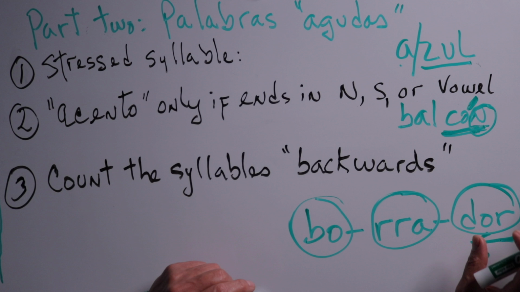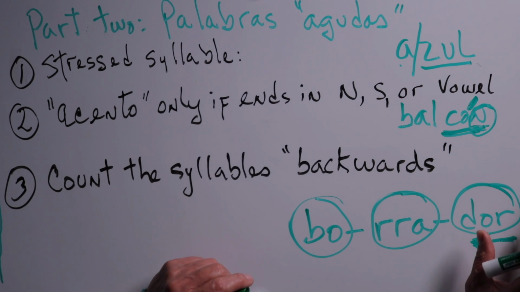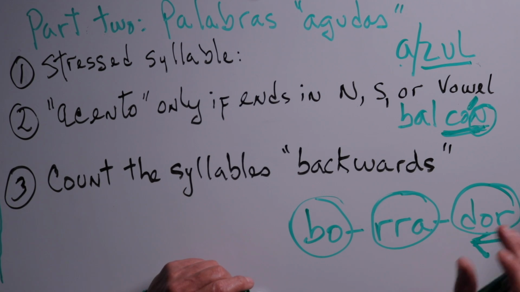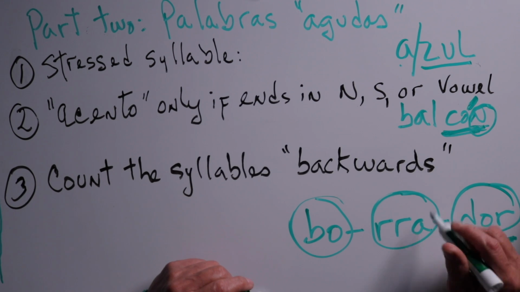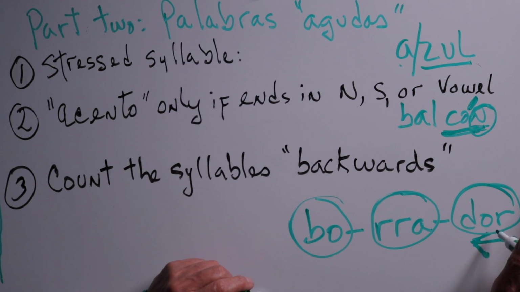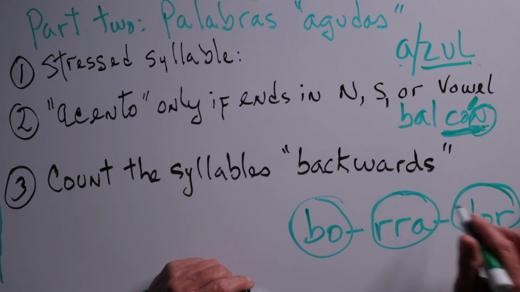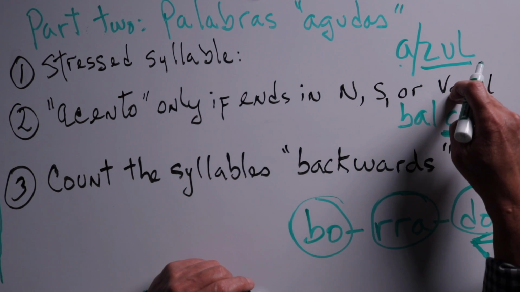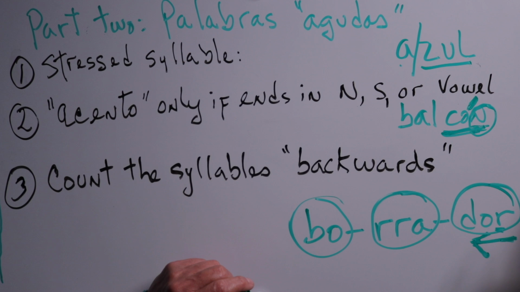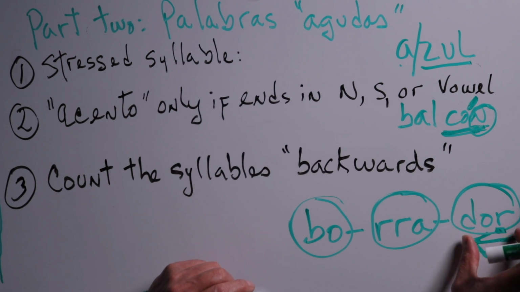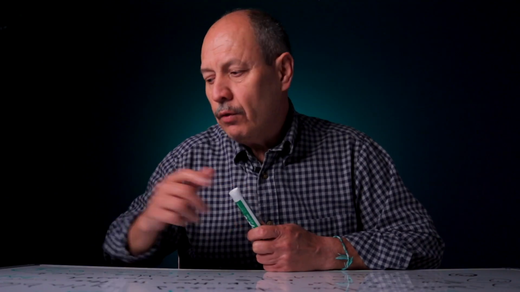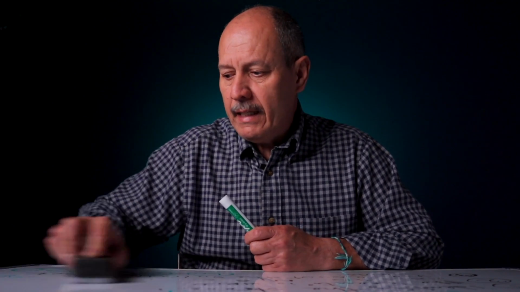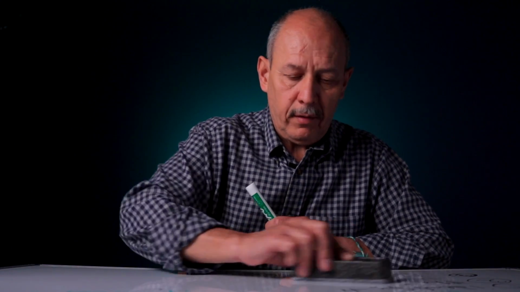And if you hear that in this word borrador, dor is the last syllable, this word is an aguda one. But I do not have to write down an acento because it doesn't end in N, S, or a vowel. It ends in something different, in this case in R, right? Therefore, I don't have to write down the acento, but it's a palabra aguda. Why? Because the stressed syllable is the last one.